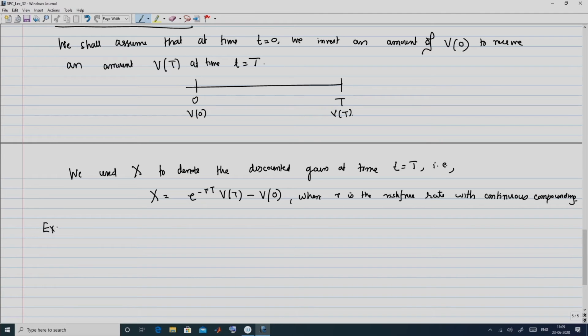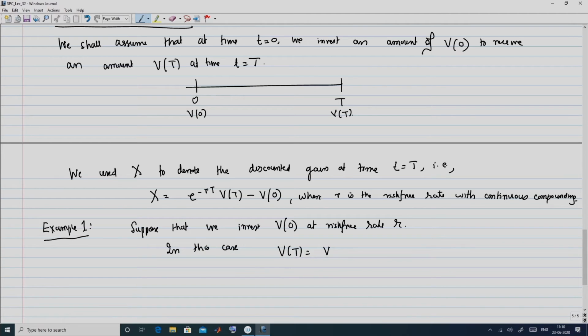All right. So, let us start off with the first example, and this is going to be the simplest possible example, and we assume that we invest an amount V 0 at risk free rate r. So, in this case, what is V of T going to be?